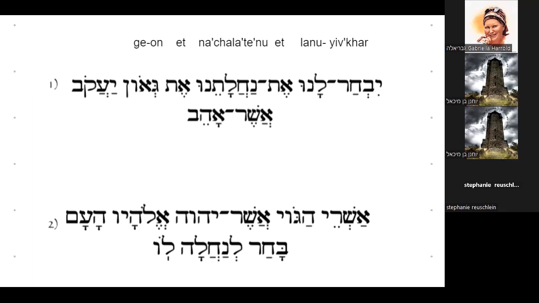Then we have the letter kuf, so k, right? K. And then it's pointed cholem with a vate behind it. So k, ov, kov. So we have Yaakov. All right, Yaakov. We all know who that guy is, right? Yaakov. Yaakov, all right? Yaakov.